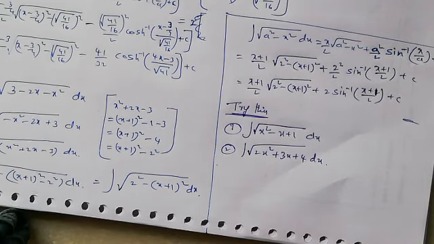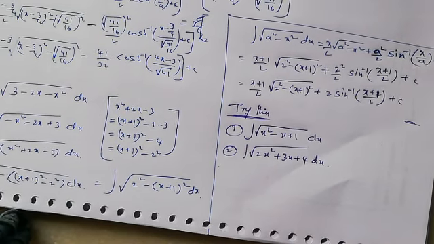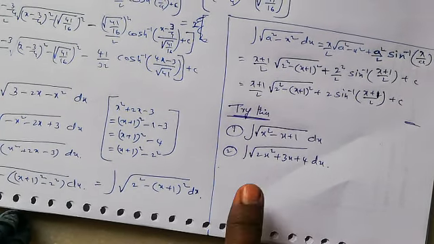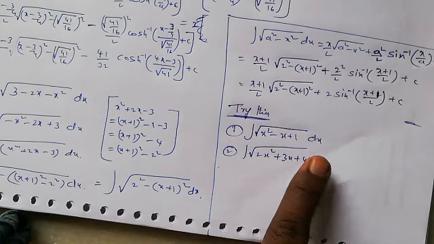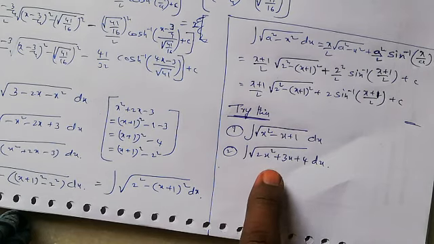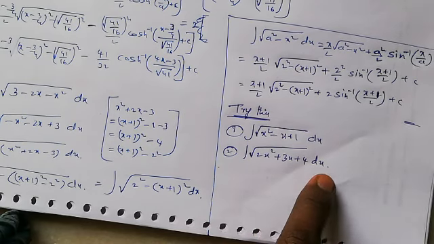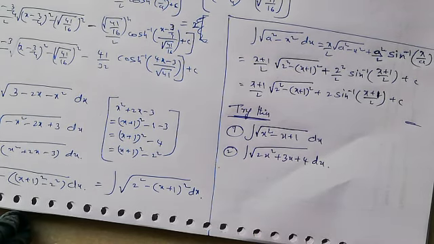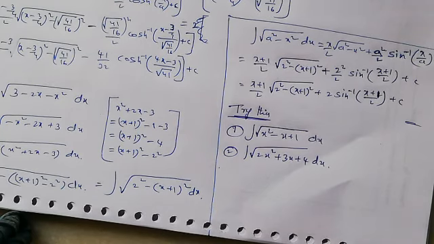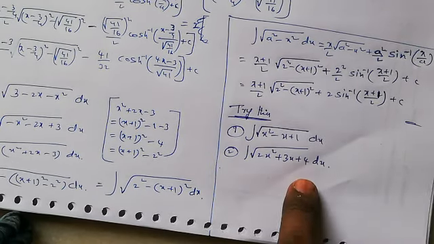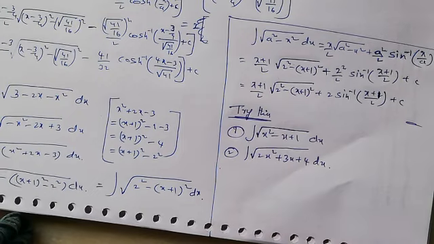I think you all understood these problems. So let's try these problems. Integration of root x square minus x plus 1 into dx. Integration of root 2x square plus 3x plus 4 into dx. So watch the video 2 to 3 times. After understanding, you try to solve these two problems. Right? Okay, thank you.